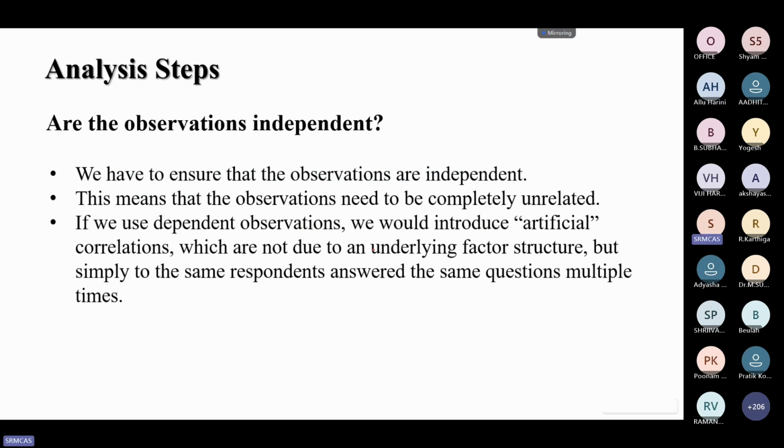So are the observations independent? Independent means that each observation should not be related. Like serial correlation; I think economics students might know it as autocorrelation or serial correlation. This kind of correlation should not exist for factor analysis.